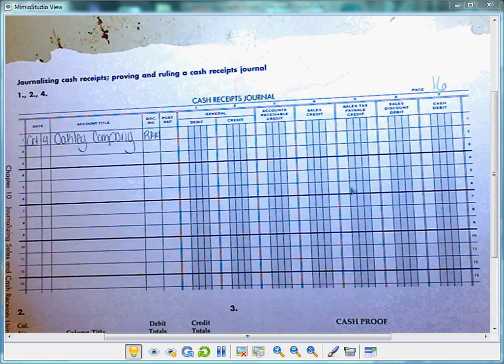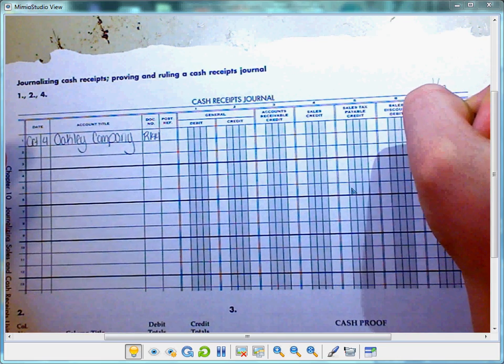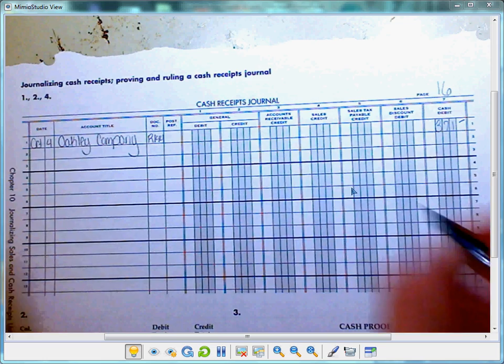Okay, so they paid us $371. What 2 columns is this going to go in? Cash debit, that's the very last column, 371. So from our credit choices, what will it be? Accounts receivable, general. Accounts receivable credit, 371.